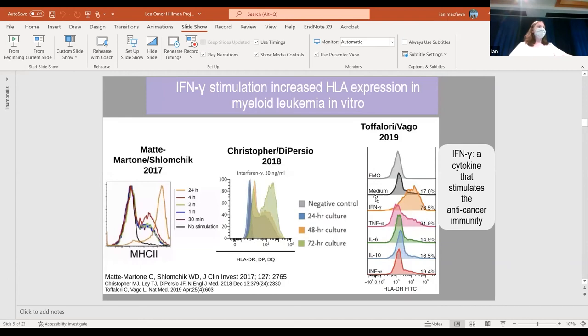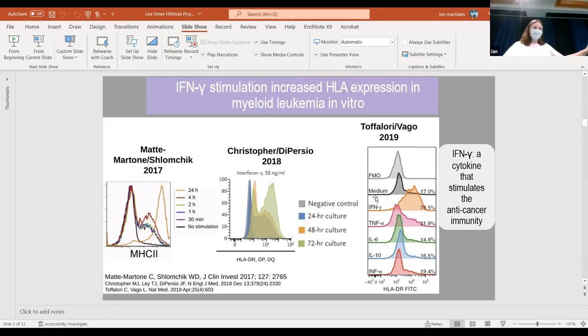So interferon gamma stimulates an increase in HLA expression in myeloid leukemia cells in vitro. And this was an earlier study that we're taking information from to try to see if we can prime those target cells with interferon gamma so it'll kill the target cells better.